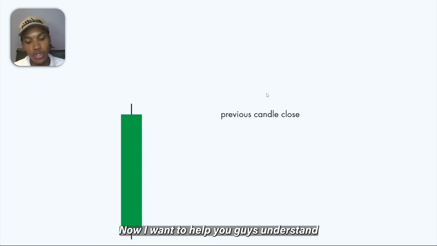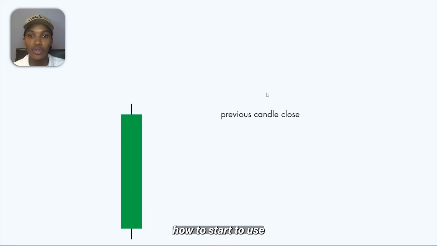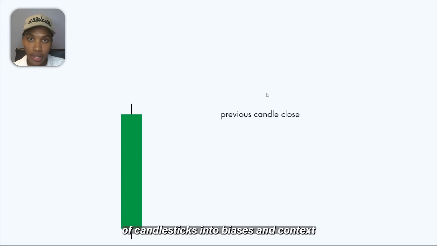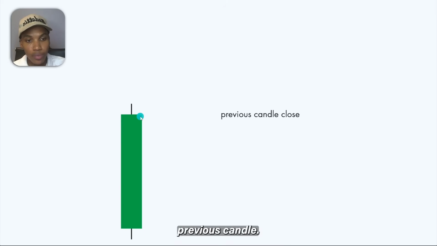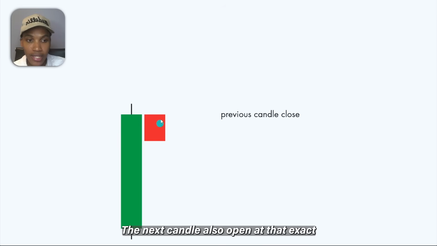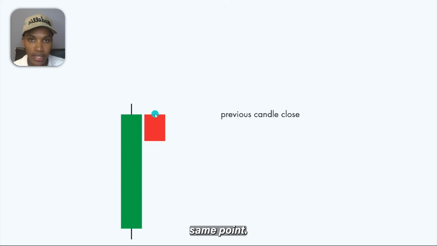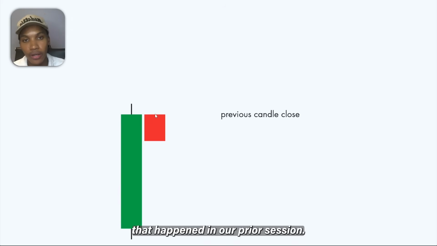Now, I want to help you guys understand how to start using this knowledge of candlesticks to form biases and context within a market. So we're going to look at this previous candle. It's impulsive, but take close attention to how price reacts at the close. This is a bullish candle, so it opens at the lows, closes at the highs. The next candle also opens at that exact same point. Why? Because it's just translating and carrying on the prior movement that happened in our prior session.